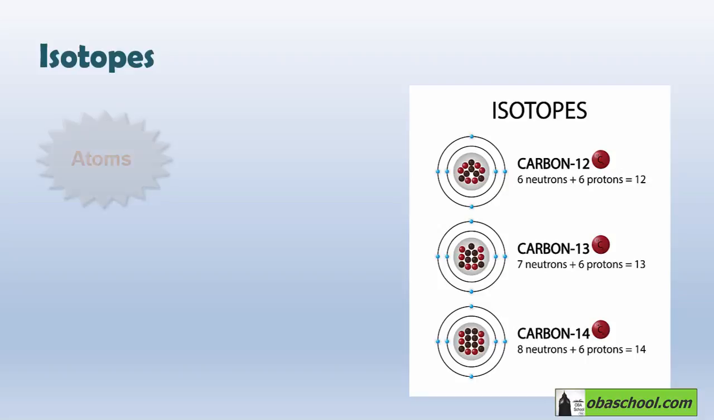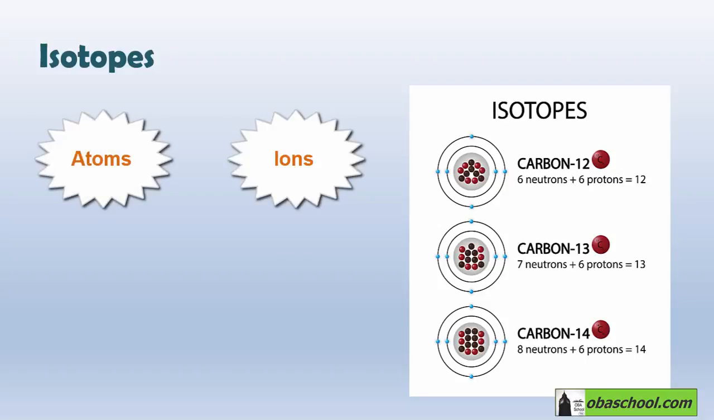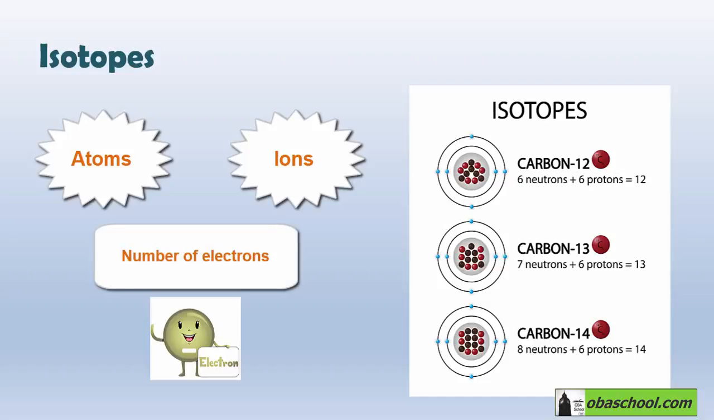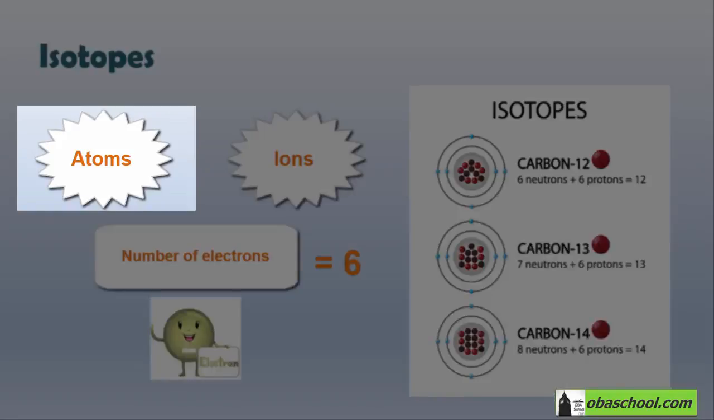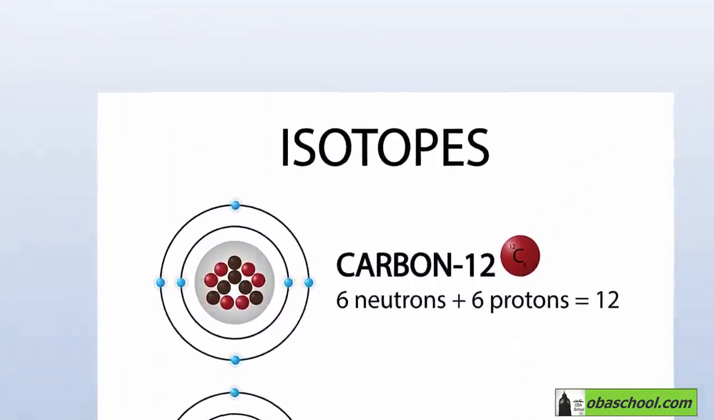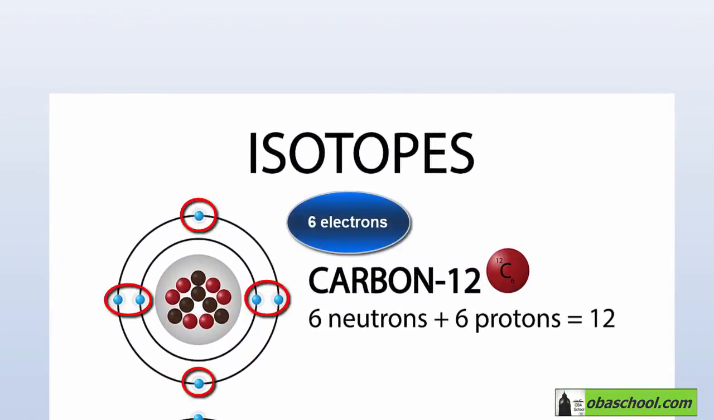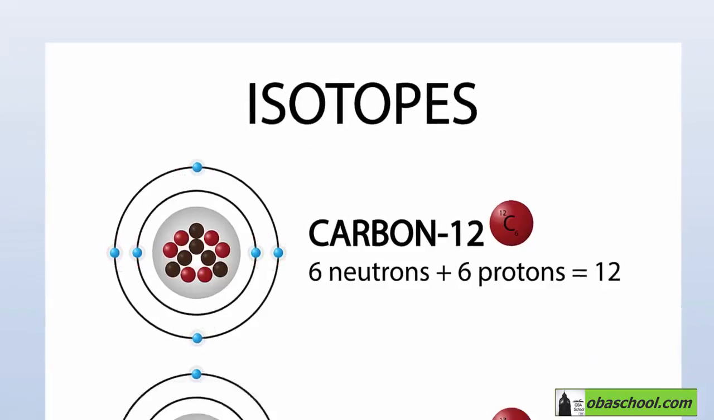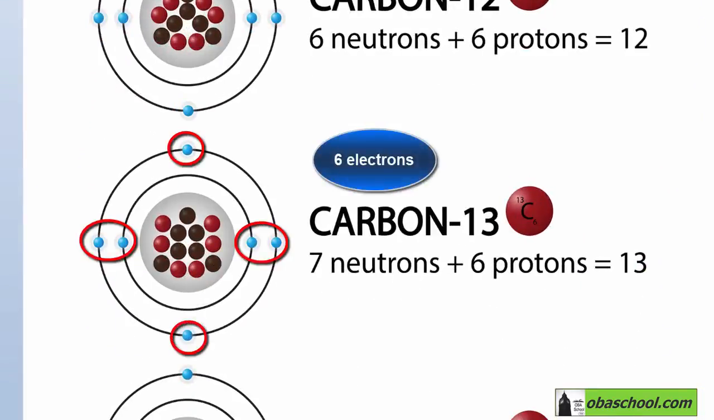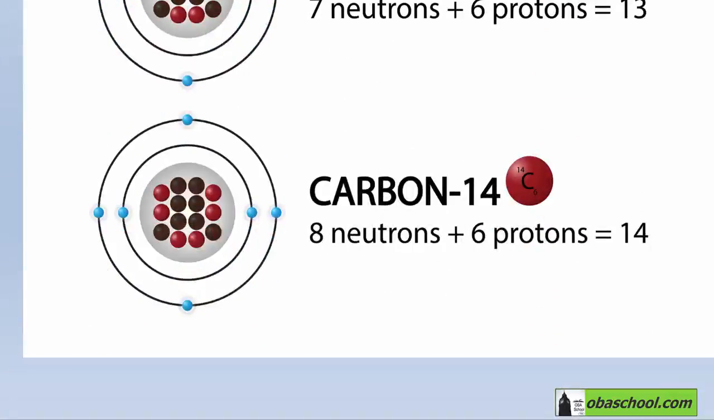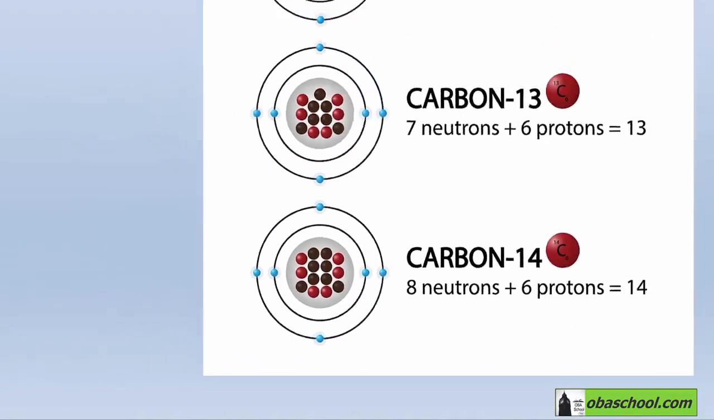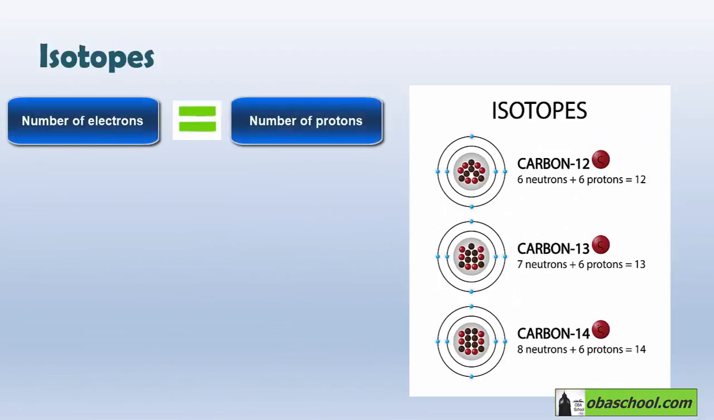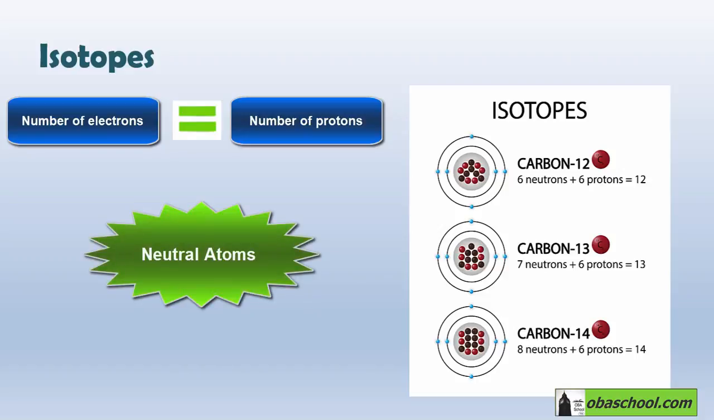Let's check now if these are atoms or ions. To do so, we will count the number of electrons of each, and if the number of electrons is equal to 6, which is the atomic number, then these are neutral atoms. Let's check the first one. So we have 6 electrons, which are orbiting the nucleus. In the second one, we have also 6 electrons, and the third one as well has 6 electrons. And because the number of electrons is equal to the number of protons, which is equal to the atomic number, then these are neutral atoms.